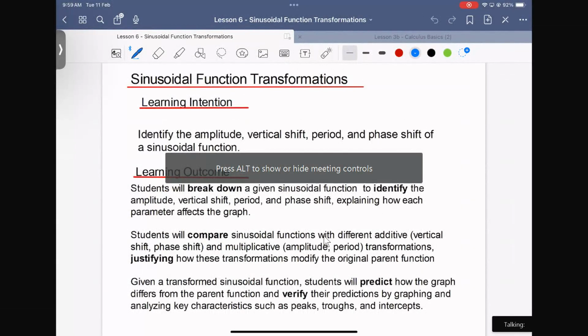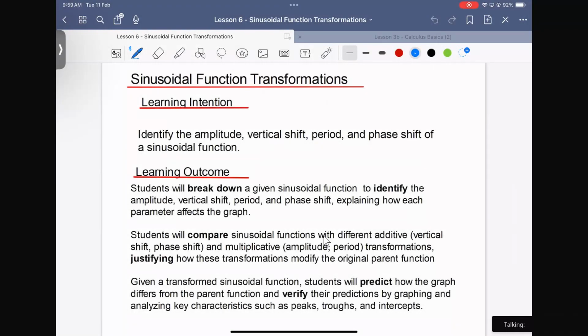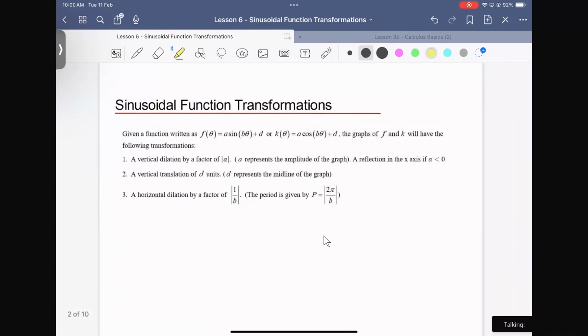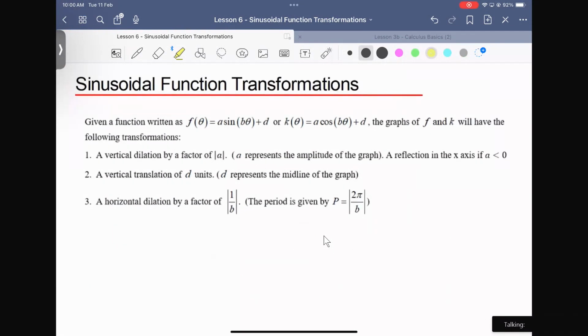All right, so today's lesson is about finding the function transformations that will transform a sinusoidal parent function. We're going to be focusing on the amplitude, vertical shift, period, and phase shift. These will relate to a lot of the ideas that we saw last time to do with amplitude, midline, and period.